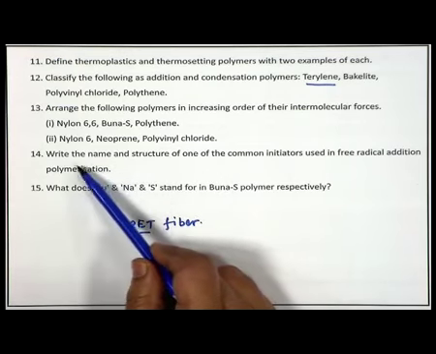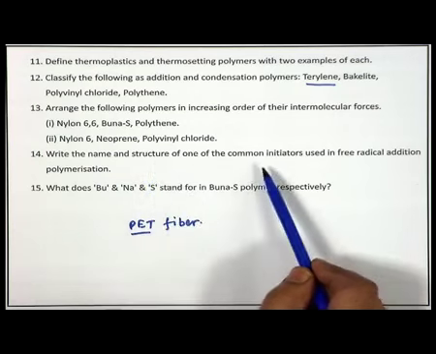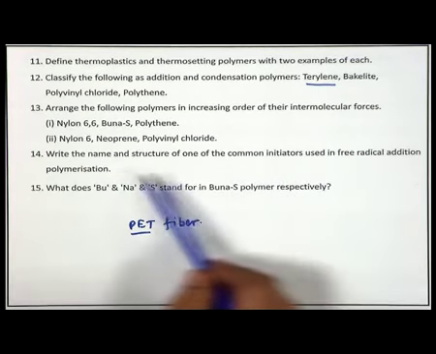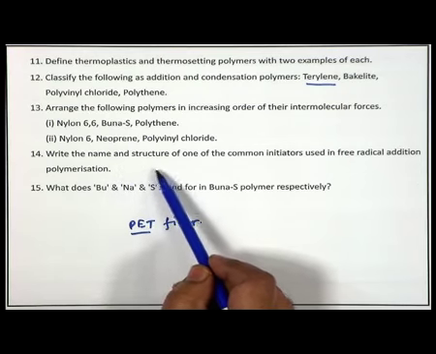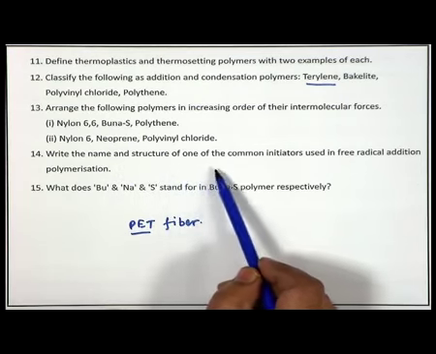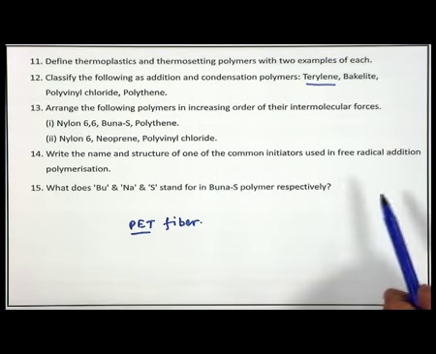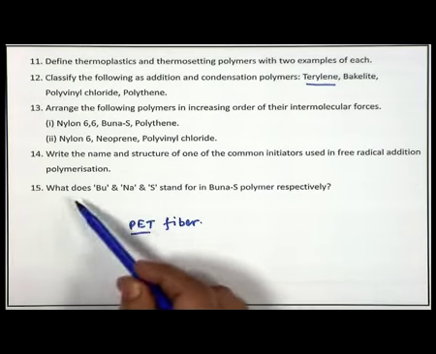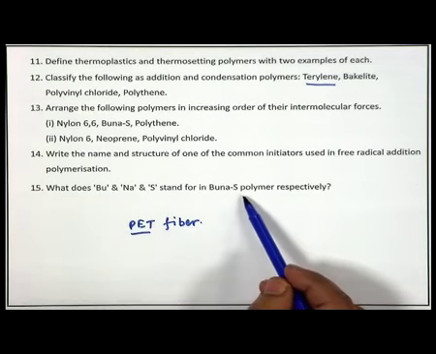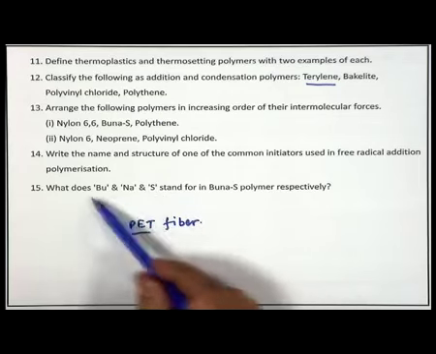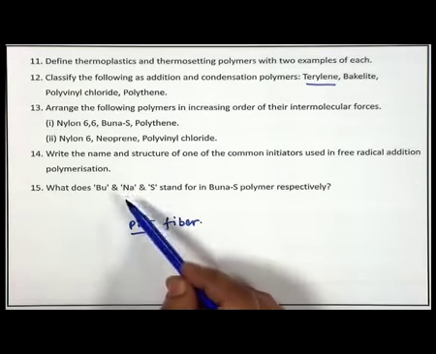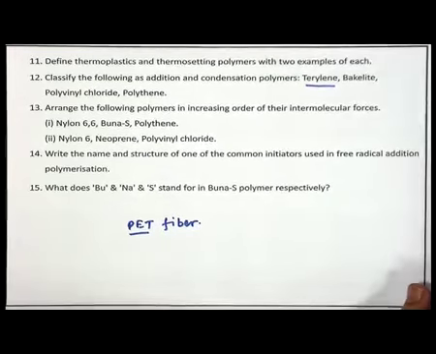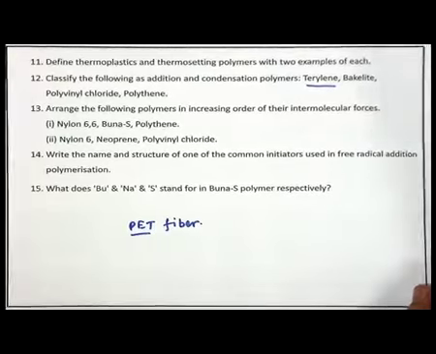Write the name and structure of one of the common initiators in the free radical polymerization. We discussed in last class: benzoyl peroxide, tertiary butyl peroxide, or AIBN, azobisisobutyronitrile. So, those are the commonly used initiators in radical polymerization. What do Bu and Na S stand for? Buna-S polymer: S for styrene, Bu for butadiene, 1,3-butadiene, and Na for sodium, because sodium is used to bring about the polymerization.